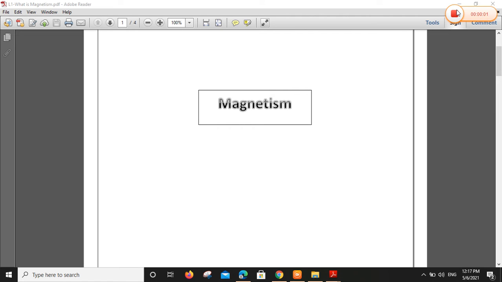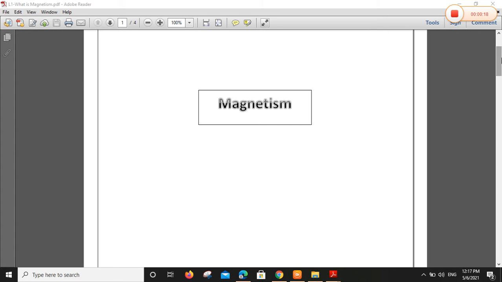Good morning, grade 8. Today we are going to start a new chapter, chapter 7, about magnetism. What is magnetism? Magnetism means I use magnet.